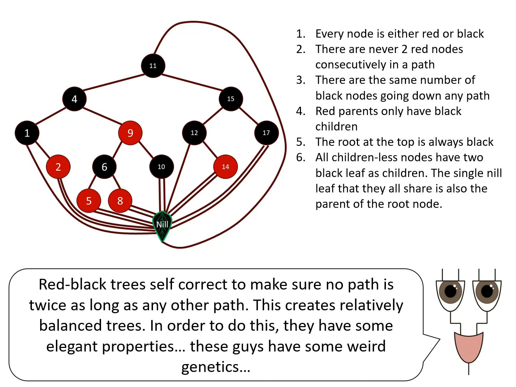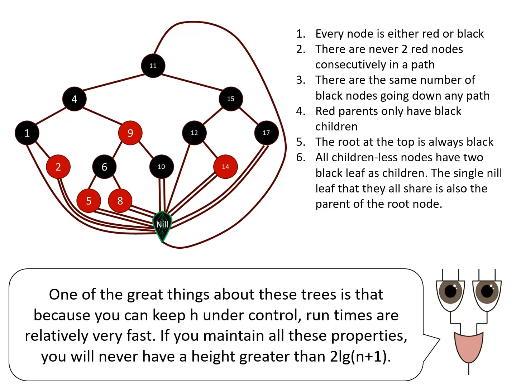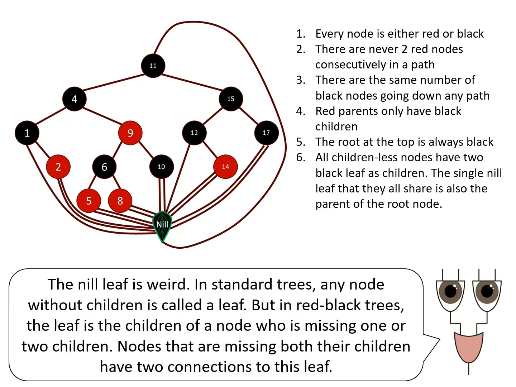These guys have some weird genetics. One of the great things about these trees is that because you can keep H under control, run times are relatively very fast. If you maintain all these properties, you will never have a height greater than 2 log of n plus 1.